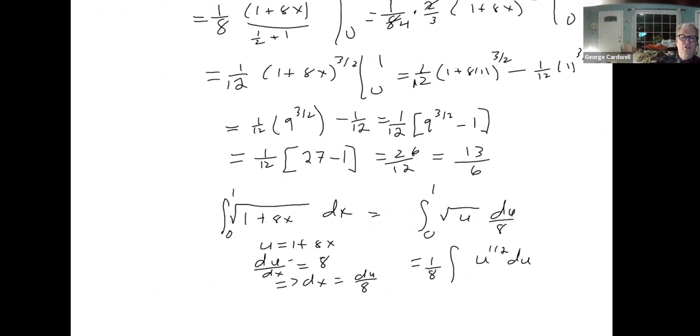Okay. So I can't use the same bounds because those bounds assume, in fact, I should erase them from there. Those bounds assume that the variable is x, but the variable is u. The variable is really 1 plus 8x, right? So what I do is I say, okay, well, wrong mode there. If I say when x equals 0 in the original problem, u equals 1 plus 8 times 0, or 1.